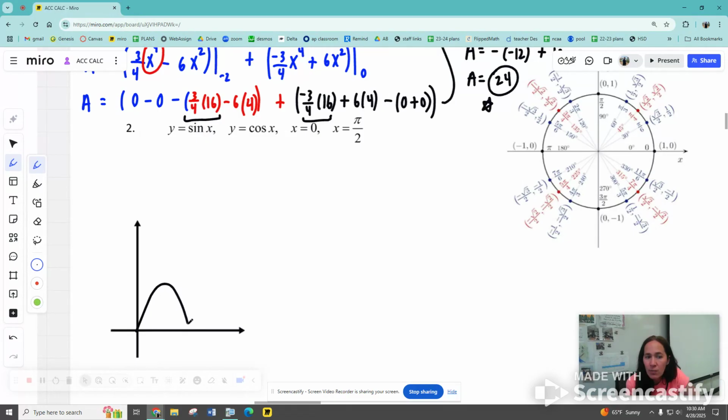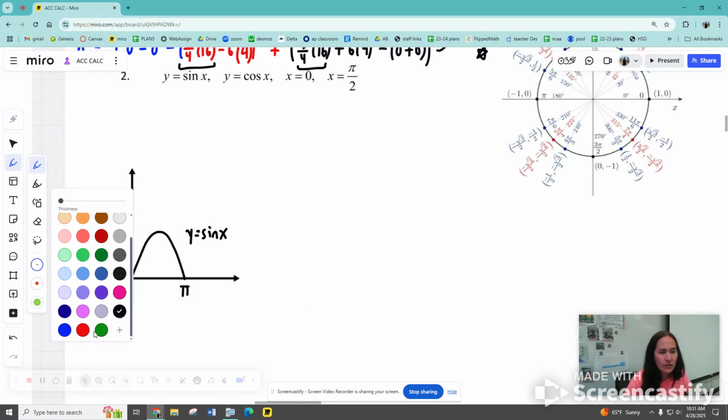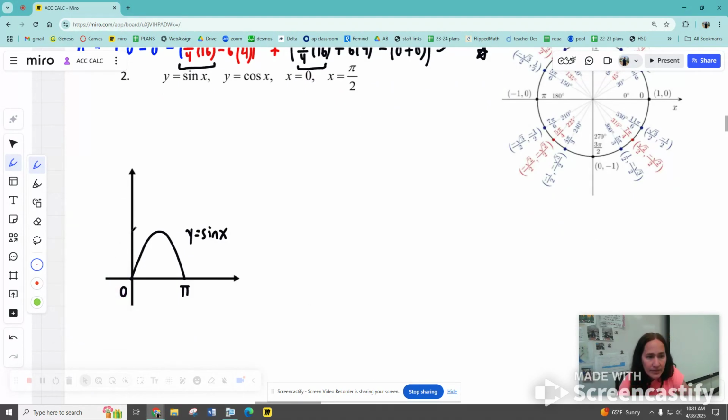Sine of x is going to come up from the origin and kind of like hit the x-axis at 0 and pi. This would be y equals sine of x. Whereas cosine of x, right, if I started with the cosine of 0, that puts me up at 1. It's going to come down through sine. They crisscross. It'll go down to negative 1 once you hit pi. So this is y equals cosine of x.